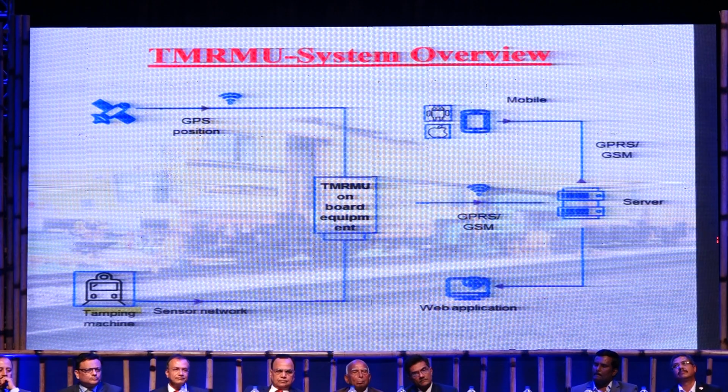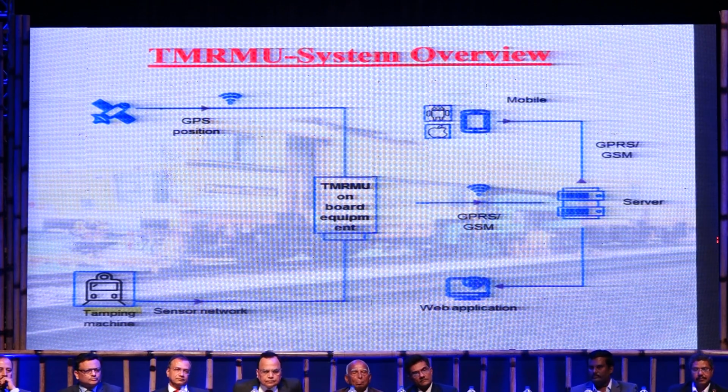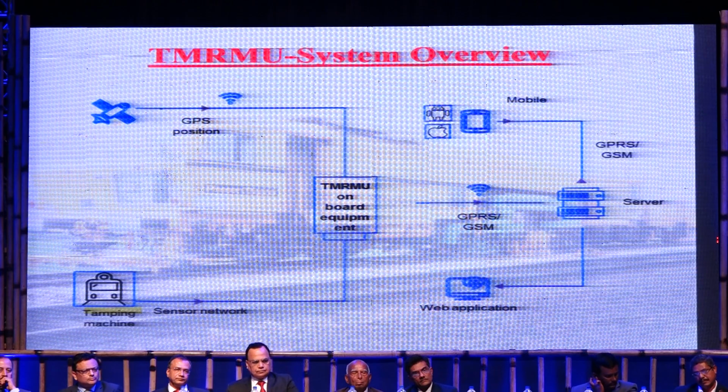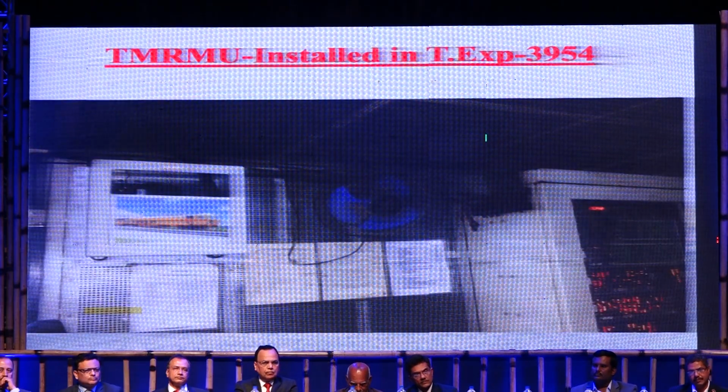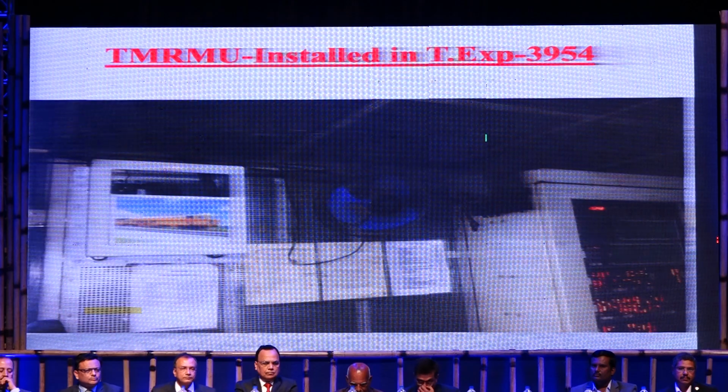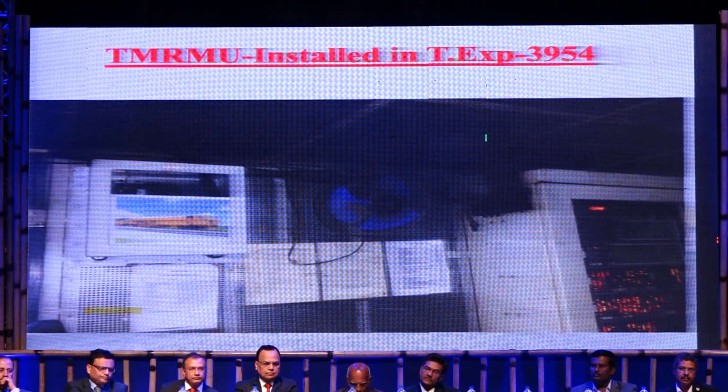This is the system overview, where data are taken from the tamping machine as well as the location data from the GPS. Onboard equipment is installed in the tamping machine, which we call TMRU, Tamping Remote Monitoring Unit, and from there the data collected goes to the server, and from there it is used for web application as well as mobile application. This is a view where this system has been installed on the Tamping Express.